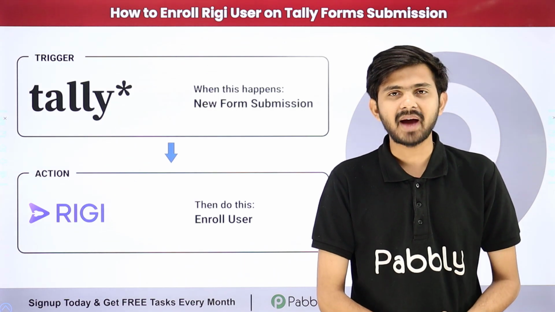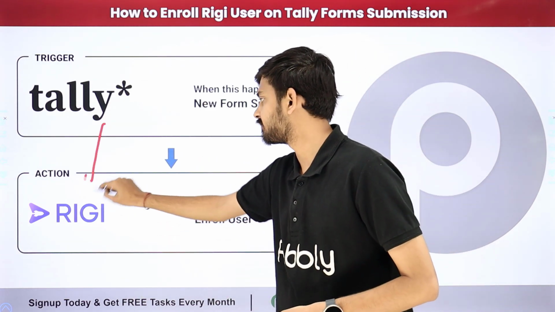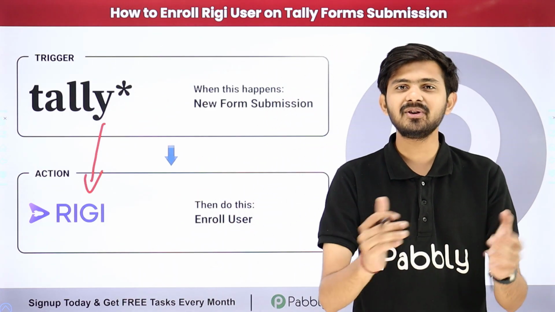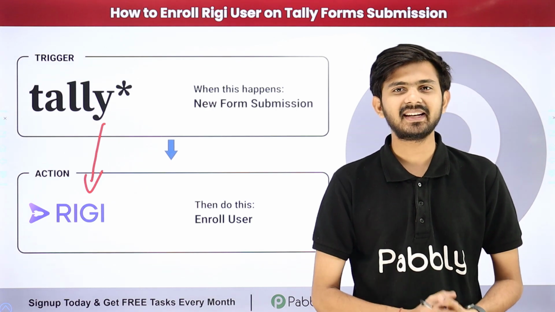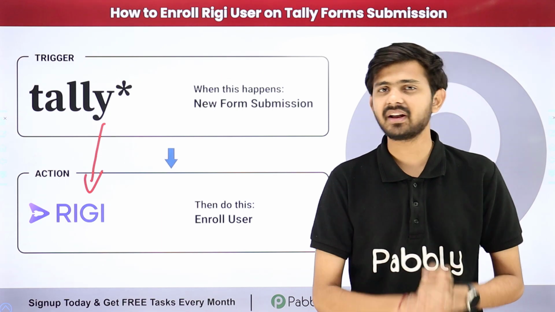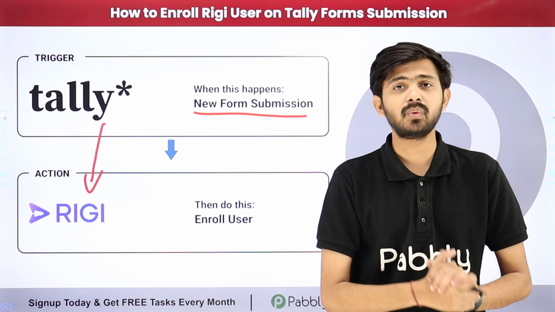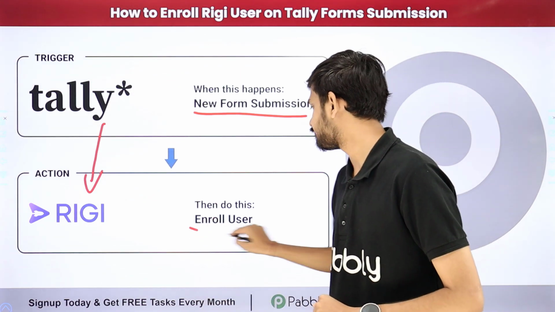So here for doing this automatically, what I need to do is I need to simply connect Typeform with Rigi. So for building this connection, I'm going to use Pabbly Connect. Pabbly Connect is an amazing software for automation and integration. Now with Pabbly Connect, whenever I'm going to receive a new form submission through Typeform, then automatically I will enroll a new user in my Rigi app.